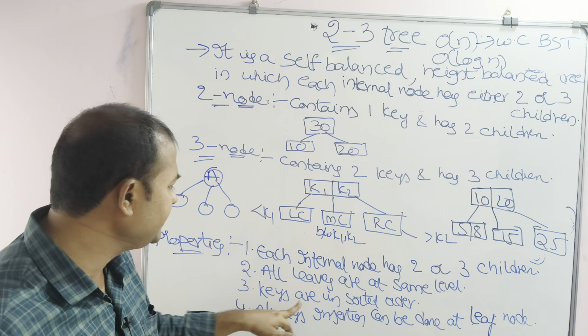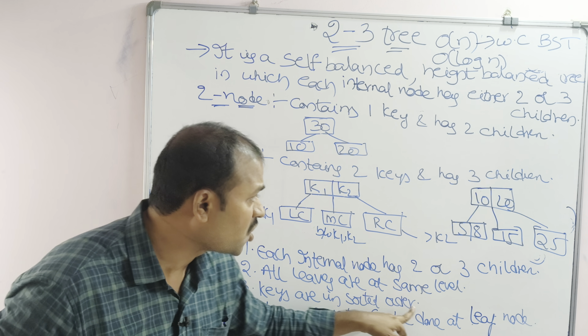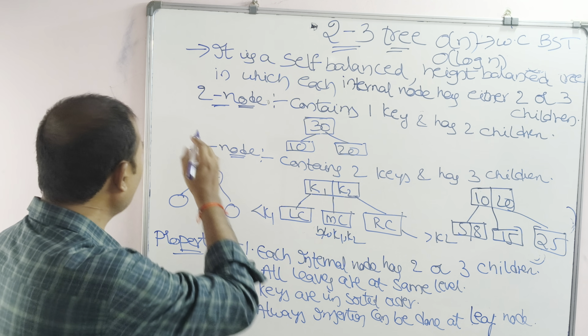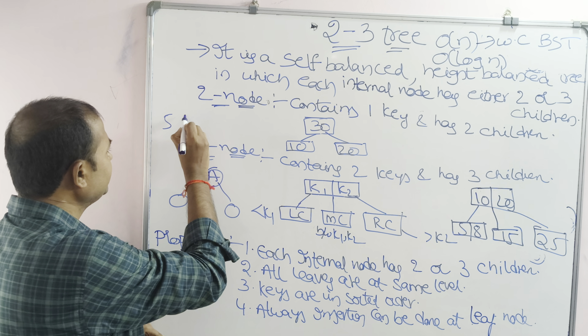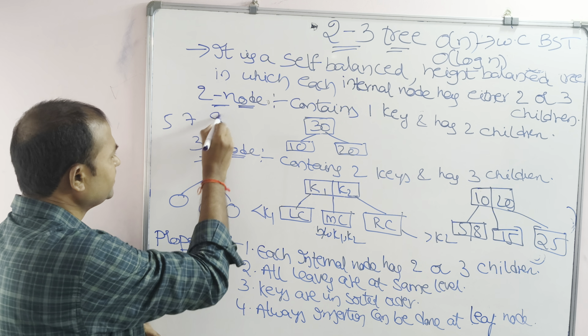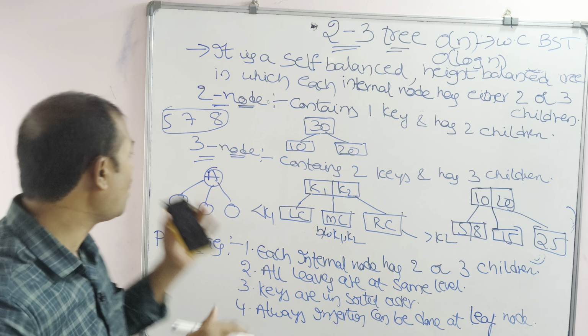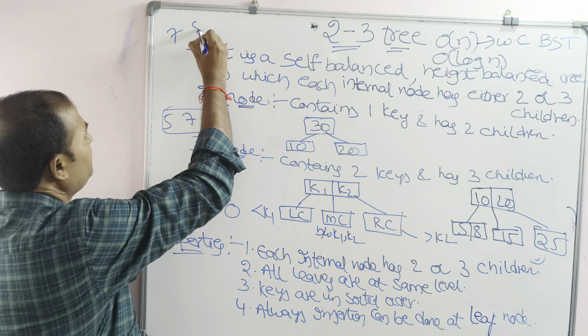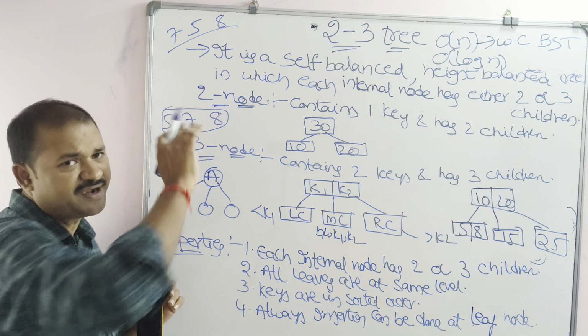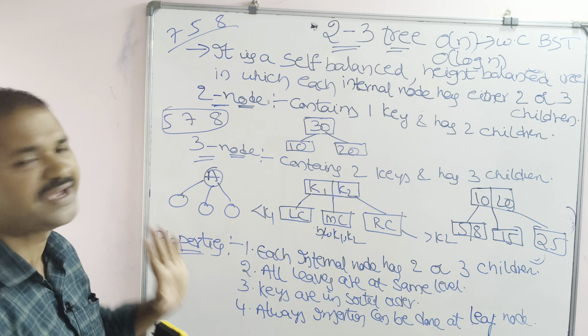Next, third property, keys are in sorted order only. Let's say we have keys like 5, 7, 8. We have to arrange them in sorted order. So we can't write like 7, 5, 8. In zigzag order we can't write. In sorted order only we have to write.